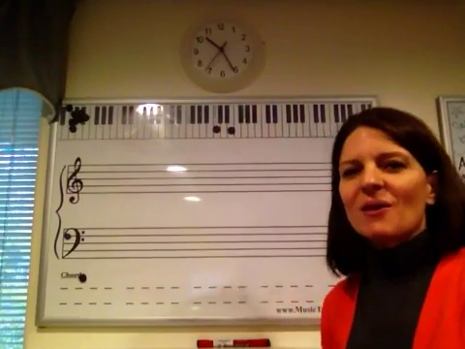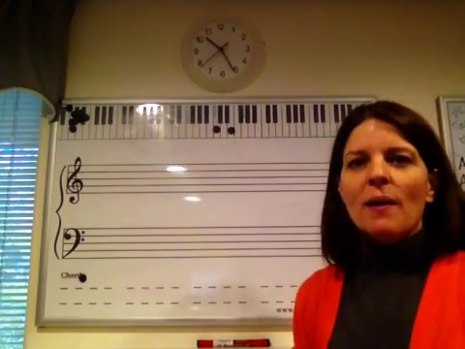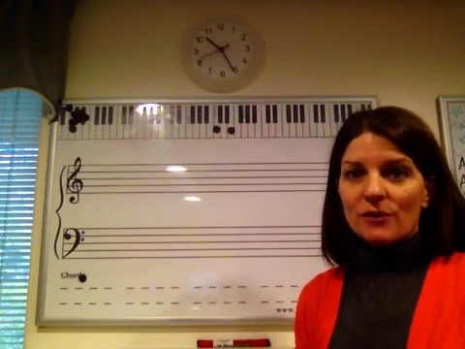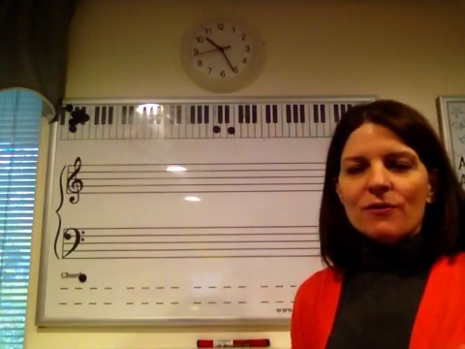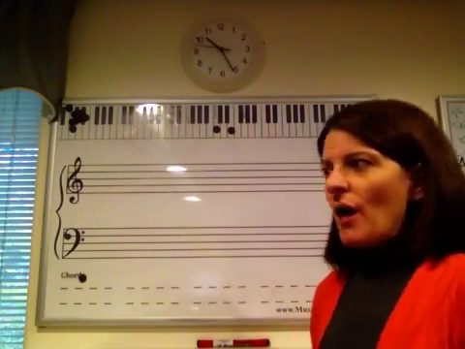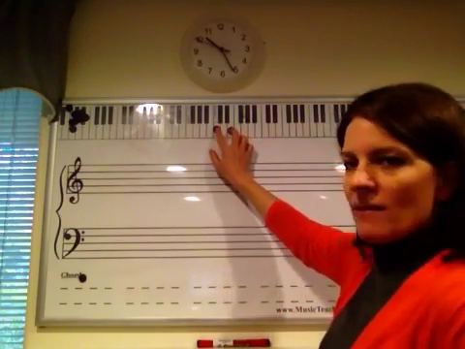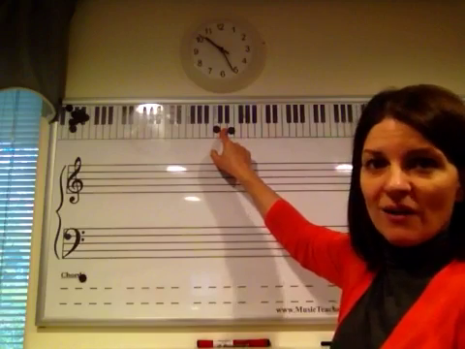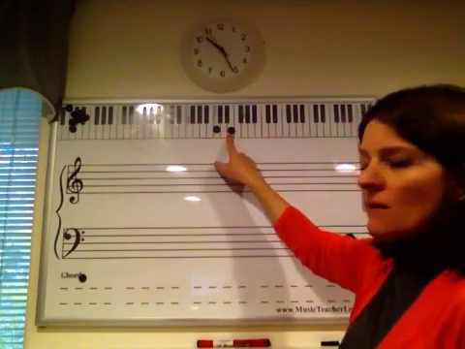Okay, the purpose of this video is to teach you the difference between major and minor thirds. When you're very first starting out learning the piano, you learn that a third is an interval between two white keys with one key in the middle. We call it a skip. So C to E is a third.